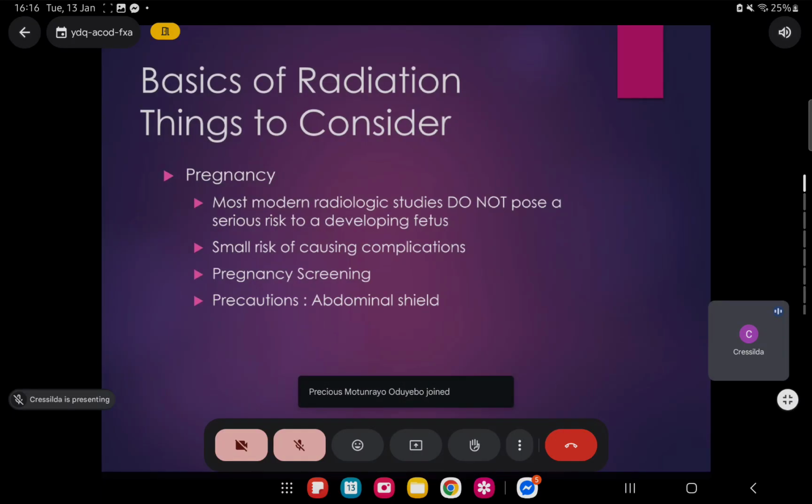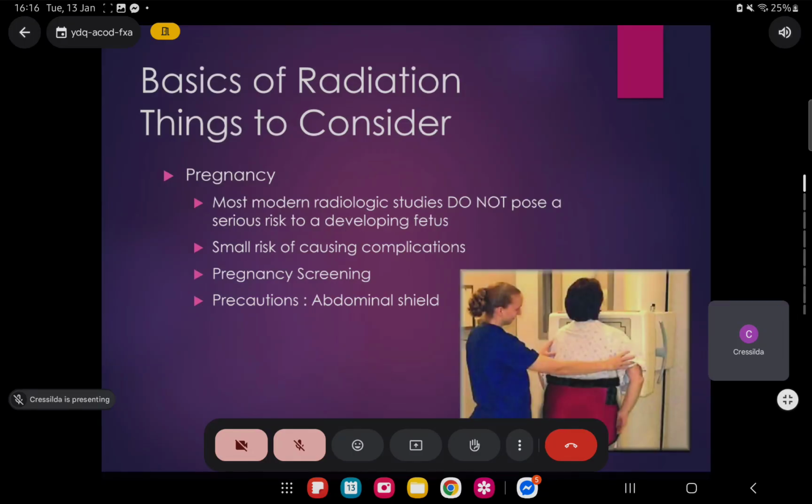When we think about radiation protection, this would fall under shielding. So this is an example of the abdominal shield. Now, if you notice, why is the lead gown or the abdominal shield behind the patient or posterior to the patient? So I want you to remember this image when we talk about the actual X-ray or CT scan study.